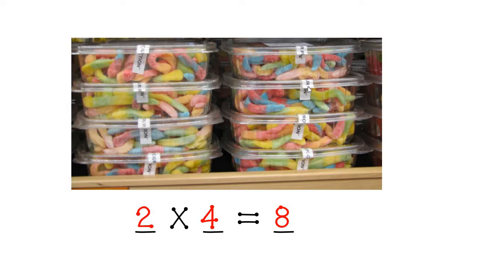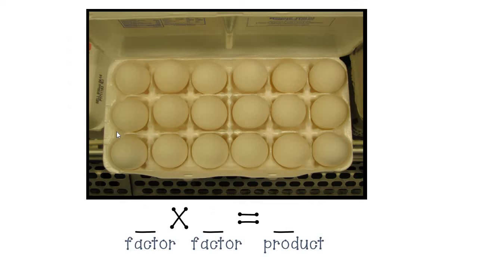By the way, we do have some special names we use for the parts of a multiplication problem. Remember that the two numbers we multiply together are called the factors, and the answer to a multiplication problem is known as the product. Let's try a couple more arrays.